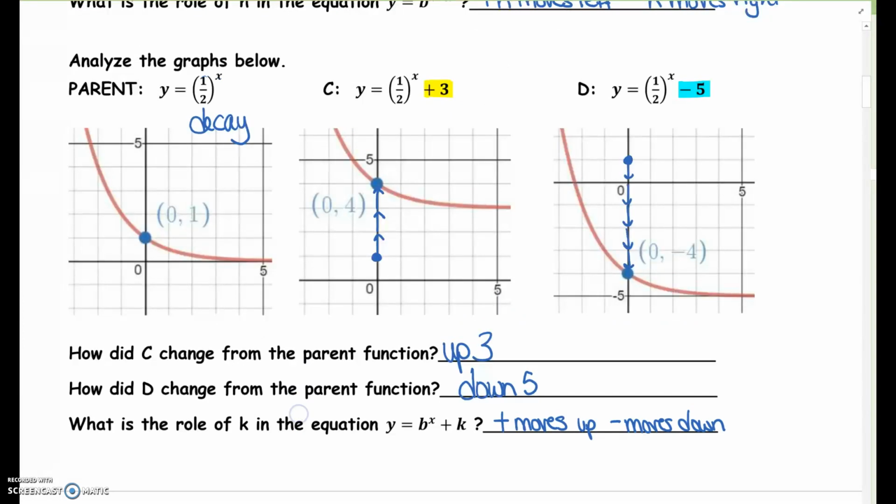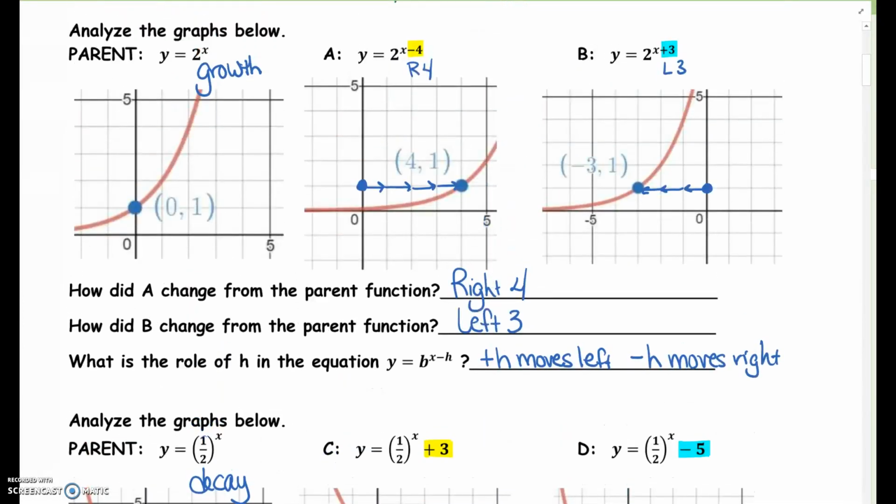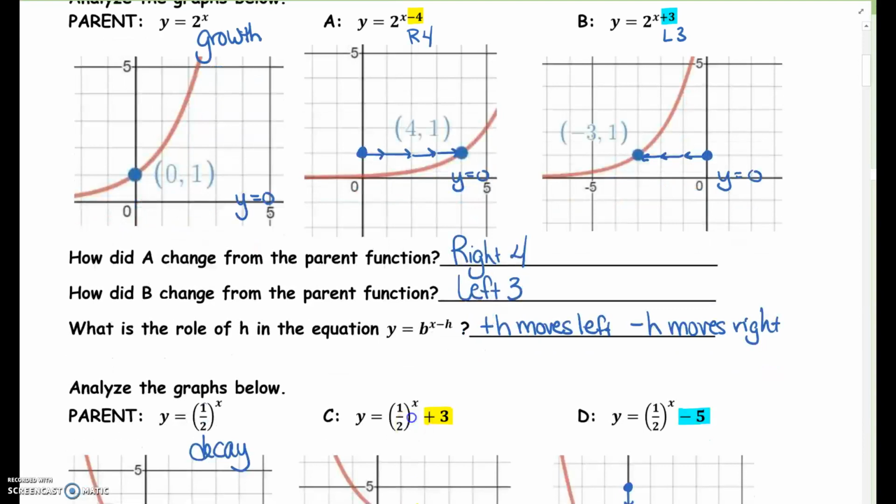Now before we turn the page, I want to talk to you about the asymptote. In graphs A and B, do you see how the graph gets really close to touching the x-axis but doesn't ever cross the x-axis? These all have an asymptote, y equals 0. The graph gets really close to the horizontal line, y equals 0, but doesn't cross it.